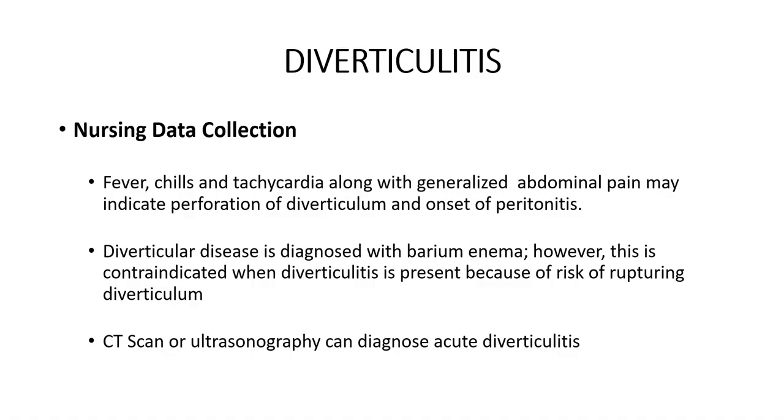All right. So what else do we get? Okay. So more information. You're going to see fever. They may complain of chills. You may see tachycardia with the vital signs. We talked about that generalized abdominal pain that will occur, especially with perforation of the diverticula, and the onset of peritonitis with that perforation.